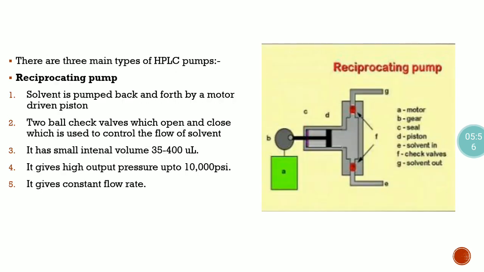There are three main types of HPLC pump. First one is reciprocating pump. Solvent is pumped back and forth by a motor driven piston. Two ball check valves which open and close are used to control the flow of solvent. It has a small internal volume of 35 to 400 microliter. It gives high output pressure up to 10,000 psi. It gives constant flow rate.